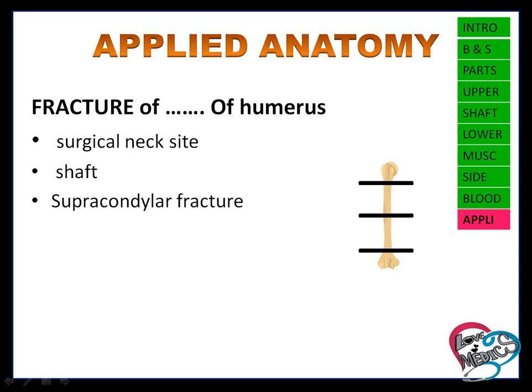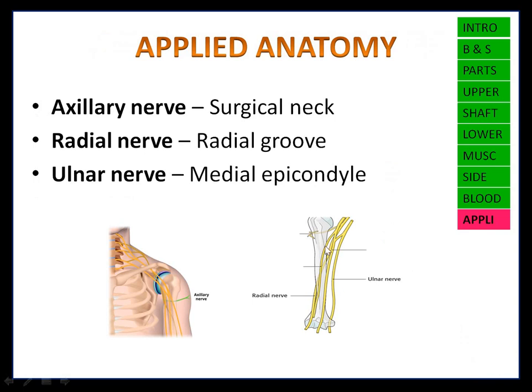Applied aspect of humerus bone. Fracture of surgical neck of humerus, shaft of humerus, and supracondylar ridge fracture. These fractures affect the respective nerves and blood vessels near the fracture: axillary artery, which is near to the surgical neck, radial nerve, which passes in the radial groove, and ulnar nerve, which is present posterior to the medial epicondyle.